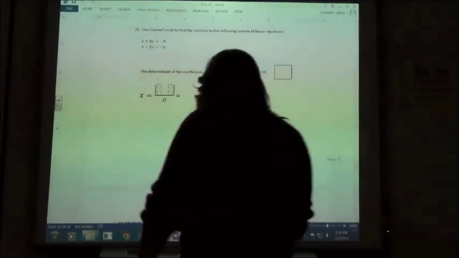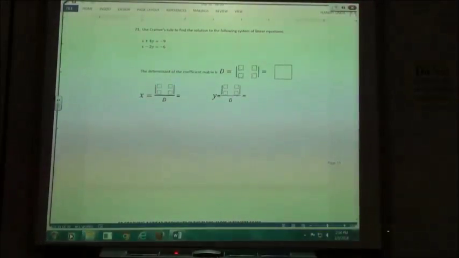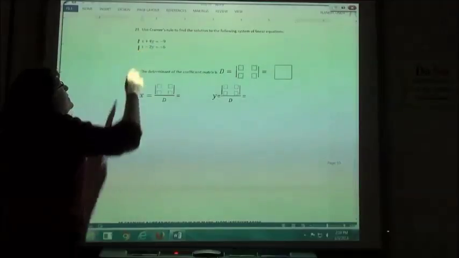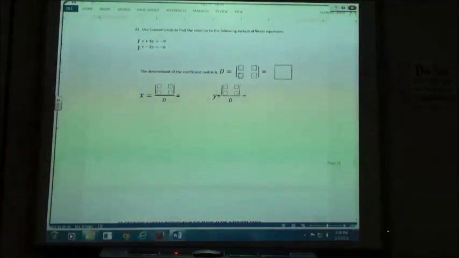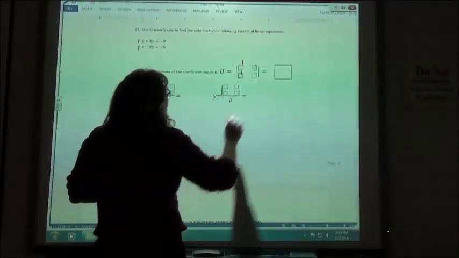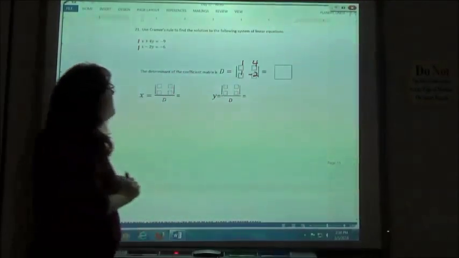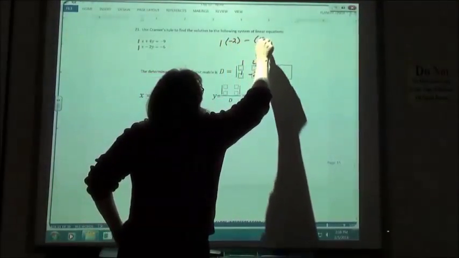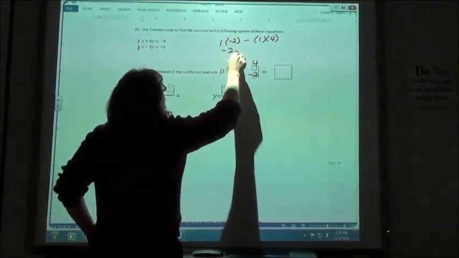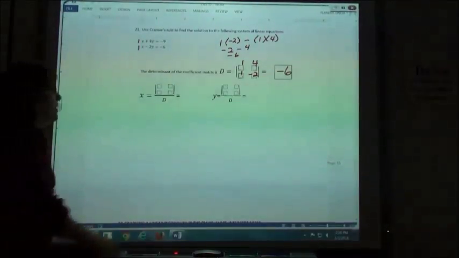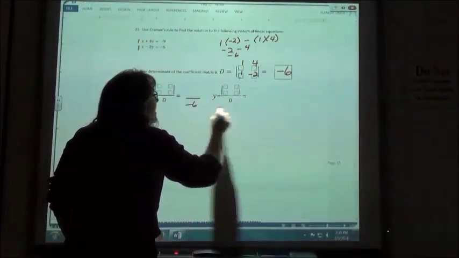Number 21, we're using Cramer's rule to find the solutions to the following systems of equations. Keep in mind that x means I have 1x, so 1x plus 4y equals negative 9, and 1x minus 2y equals negative 6. My determinant for D, in my x column I have a 1 and a 1. In my y column I have a 4 and a negative 2. So subtracting my cross products: 1 times negative 2 minus 1 times 4. Negative 2 minus 4 gives me negative 6. So negative 6 is the value for D. So on the bottom of these fractions we're going to have a negative 6.